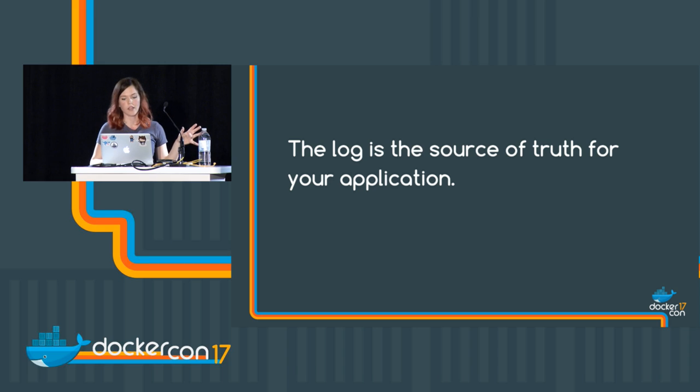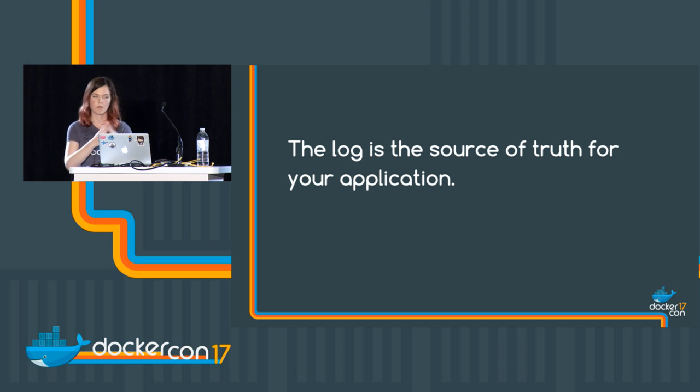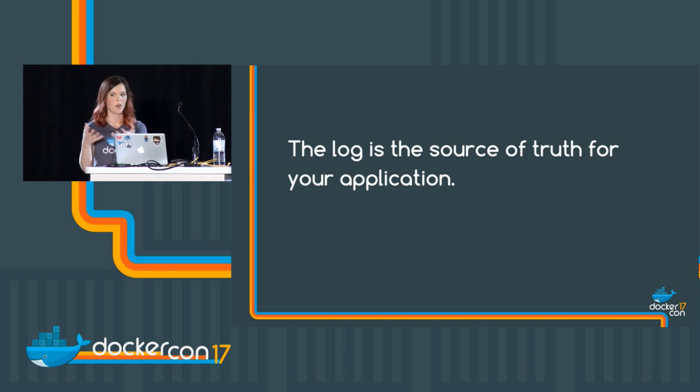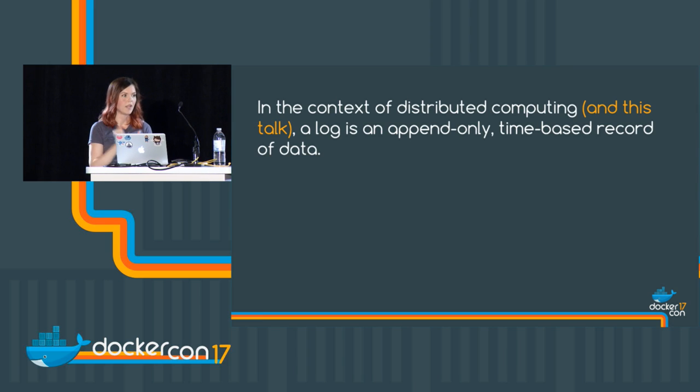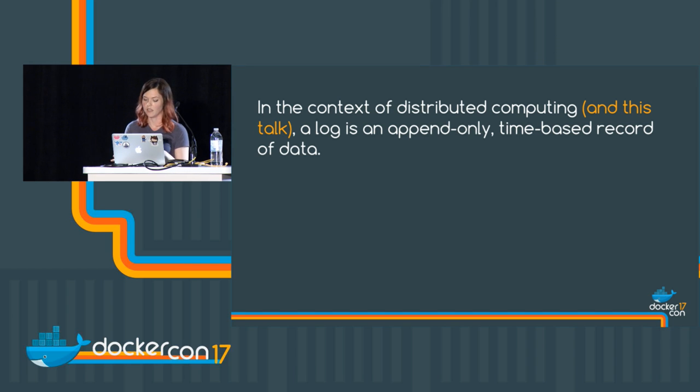Before we go through the logging demo, I just wanna make something really, really clear. Number one, the log is the source of truth for your application. If you imagine a series of scribes distributed across many ancient cities, the scribe has stone tablets of the truth written on it, and that's what the log is in the case of your distributed system. I am not talking about things that you read in Papertrail. I am not talking about stack traces or any application output. I'm talking about an append-only, time-based record of data.